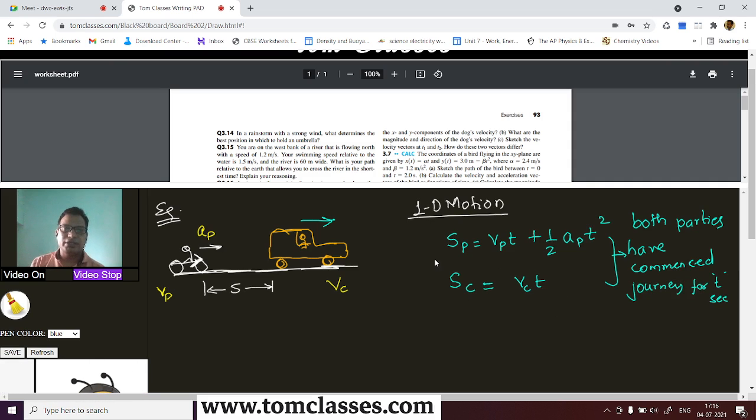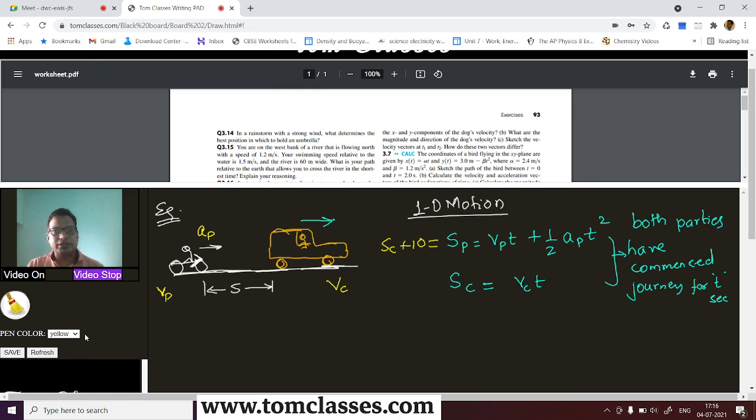Now you see the gap. What is happening around the gap? The total distance which the policeman has covered is sp. This sp consists of sc, which the criminal has covered, plus this s. So it is not 10, it is s.